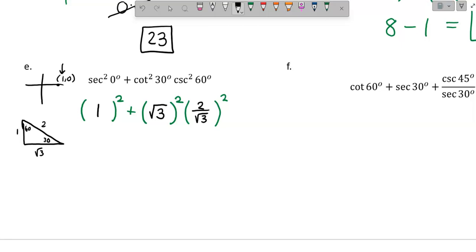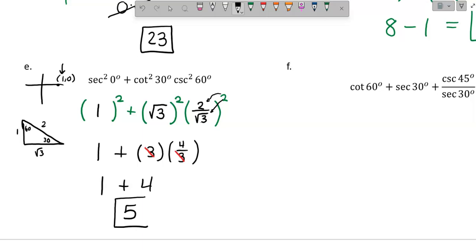Now this is a situation where you might ask, well, do I rationalize this? And I would say, let's wait and decide that after we've squared these numbers, because that will help determine whether that makes sense or not. 1 squared is just 1. Root 3 squared is just going to be 3. Let's keep that in parentheses. And then 2 over root 3 means that I'm going to take that and square each of those values, giving me the value 4 over 3. So as you can see here, rationalizing really didn't make sense because once we squared it, it got rid of the radical anyways. Order of operations next tells me to multiply 3 to 4/3, which means those 3's are actually going to cancel out, leaving me with 1 plus 4, and the final answer here is going to be 5.